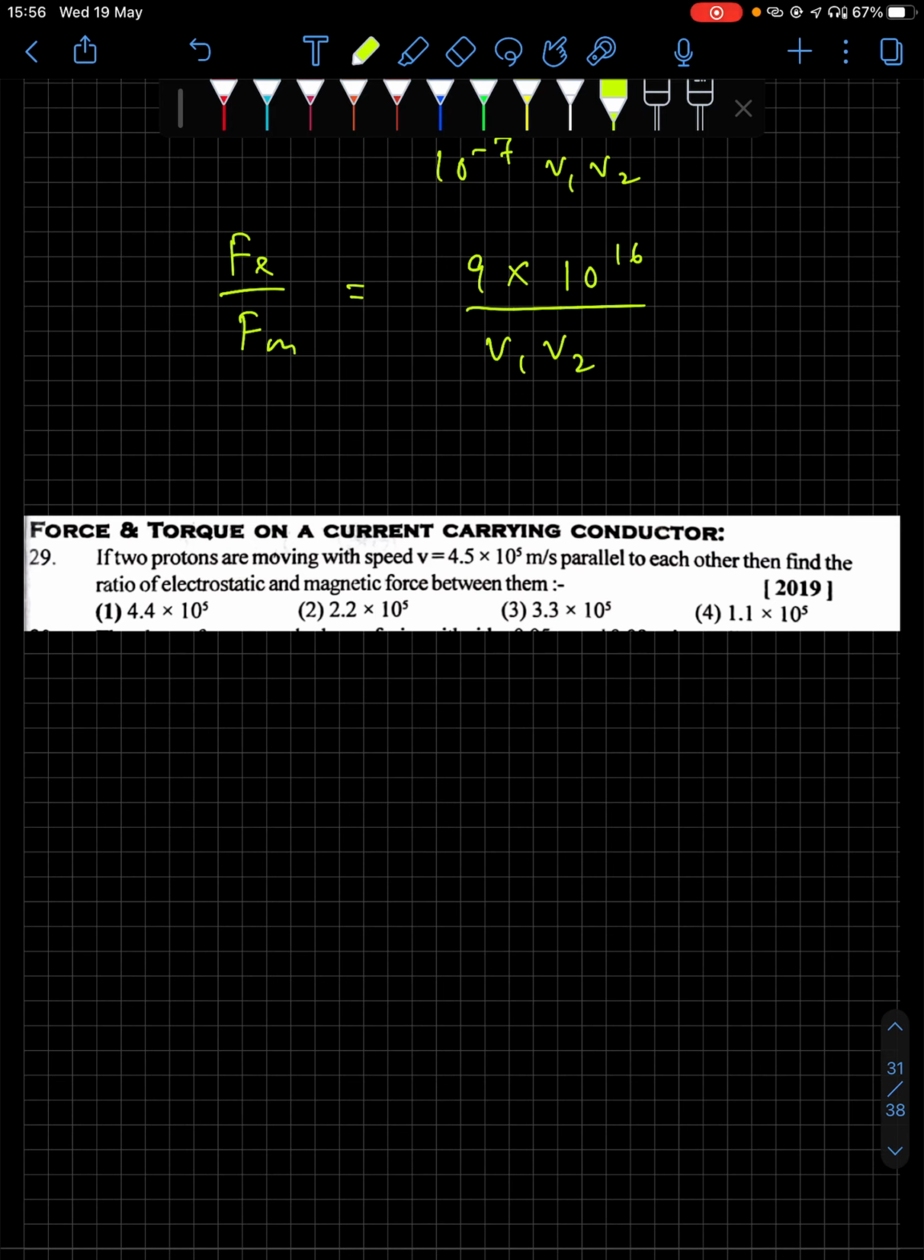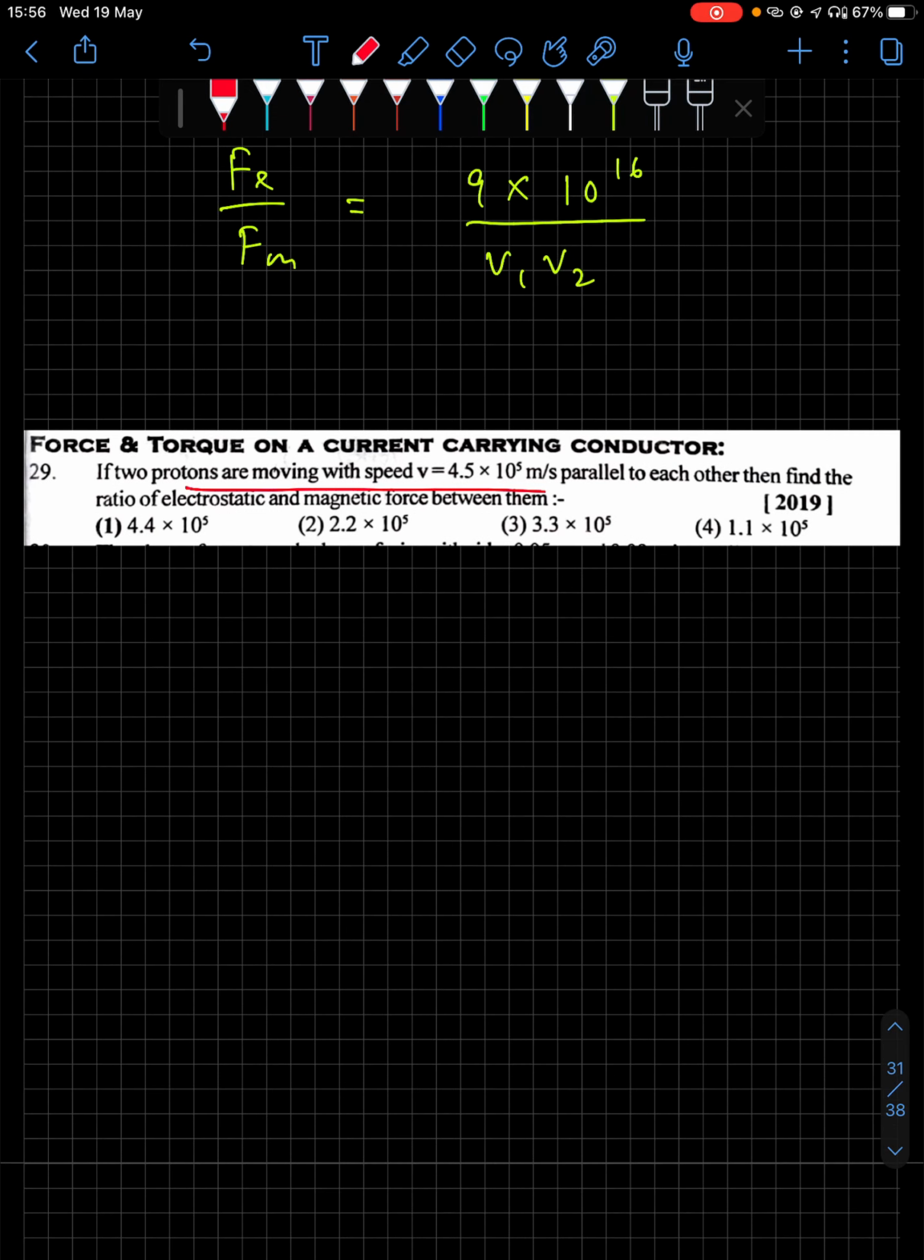So in the present question, we'll apply this. If two protons are moving with a speed v parallel to each other, then find the ratio of the electrostatic and magnetic force between them. Okay, so the protons are moving. So when they are moving, of course, electric force will be there, and also magnetic force will be there, because when charged particles like protons move, they will create a magnetic field as well.